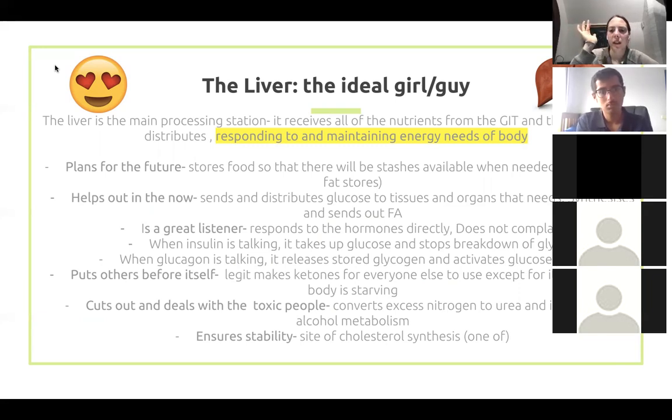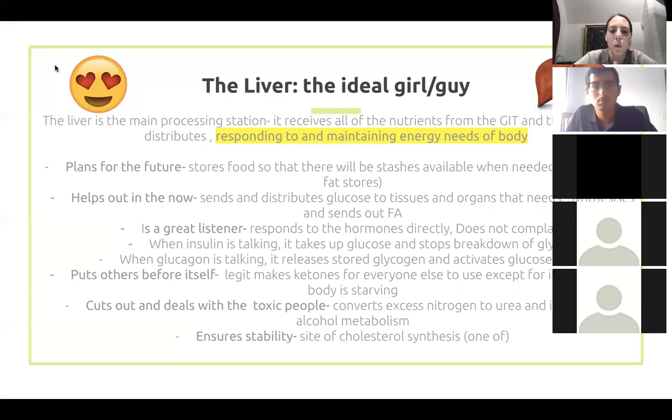When blood glucose is very, very high, it takes up glucose and stops the breakdown of glycogen, because it says, you know what, we could use our sources, but we're going to save those for later. We're just going to take up the energy we've gotten from our recent meal. And then the reverse for glucagon, it also puts others before itself.